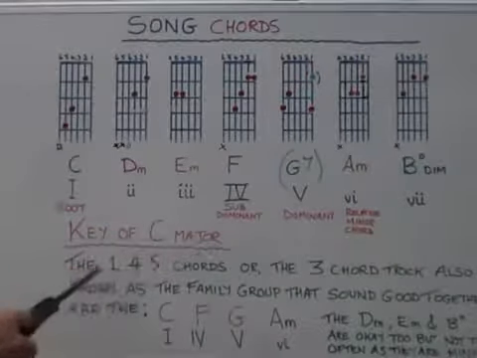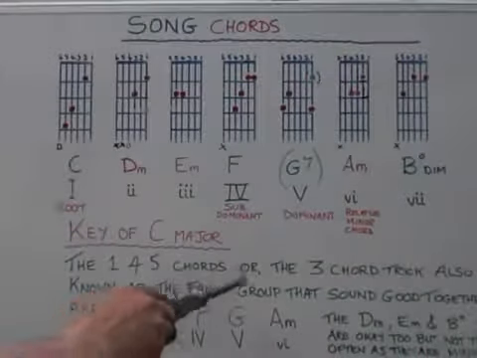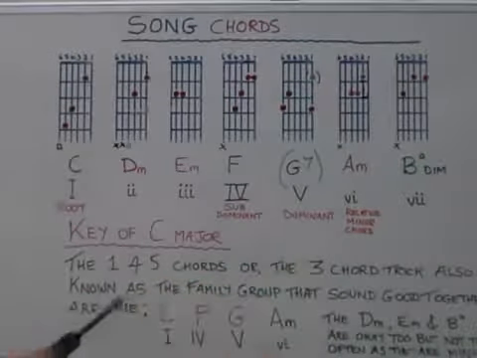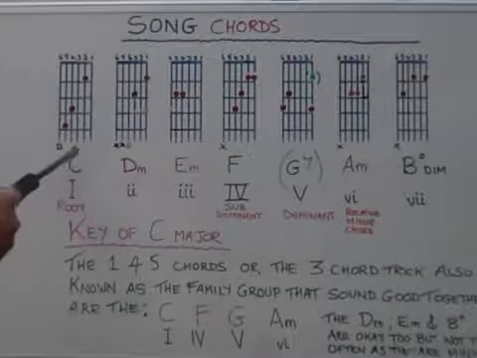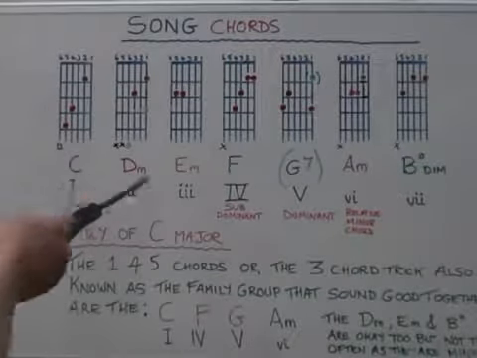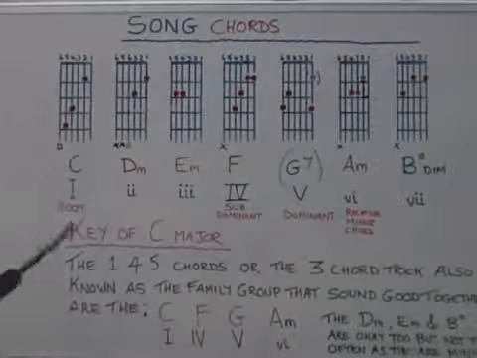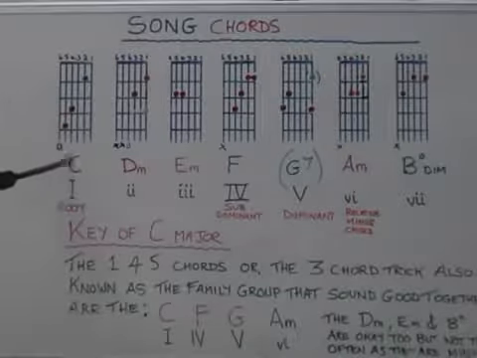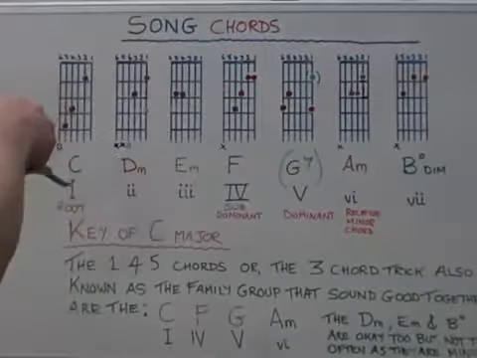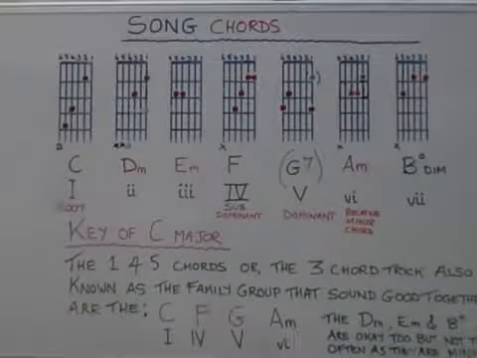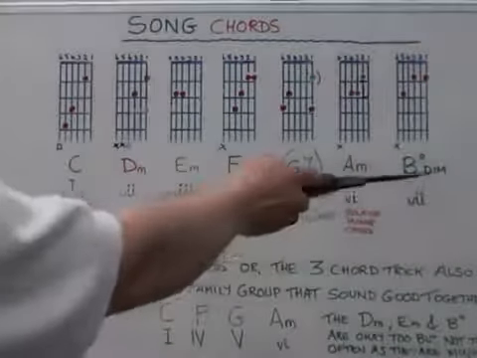Anyway, the key of C major, the 1, 4, 5 chords, or the 3-chord trick, also known as a family group, that sound good together. There are books made just using these chords 1, 4, 5. So in the key of C, this C scale, you can make a song out of playing just the C chord, F chord and G chord. You might change it into a G7 that resolves back to C. And then you could throw these in, that one mainly, these very rarely and that very rarely.